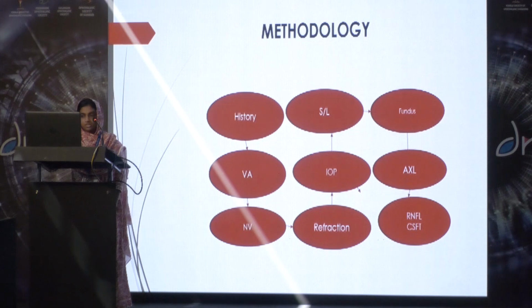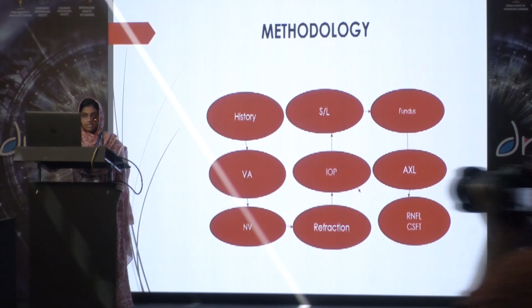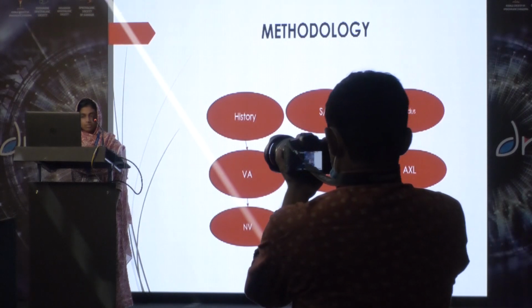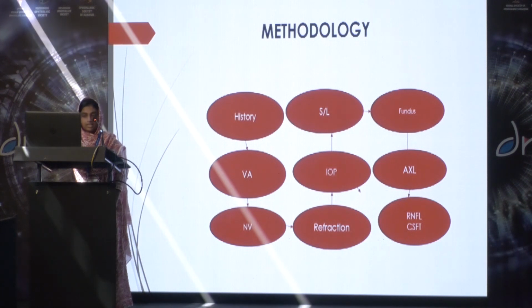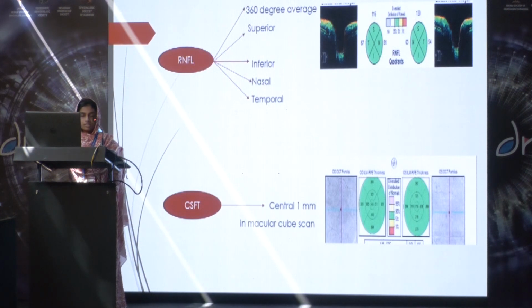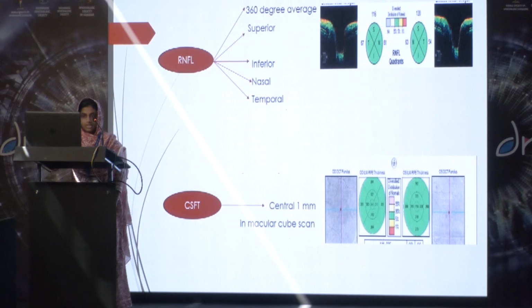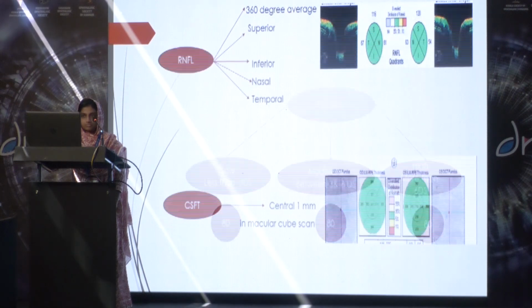IOP was measured with the help of Goldmann applanation tonometry, and slit lamp examination was done to assess any corneal or lenticular opacities. Fundus examination was done to assess the cup disc ratio and also retinal macular pathologies. Axial length was taken with the help of an optical biometer, and RNFL thickness and CSFT were taken with the help of Cirrus HD OCT. RNFL was taken in the average and also all four quadrants, and CSFT was taken as the central 1 mm in the macular cube scan.